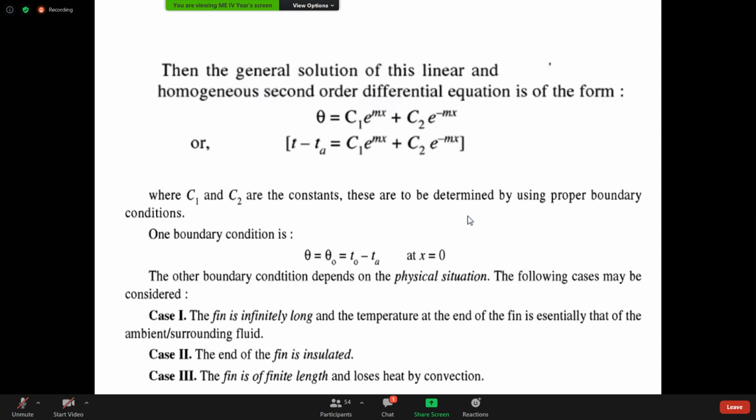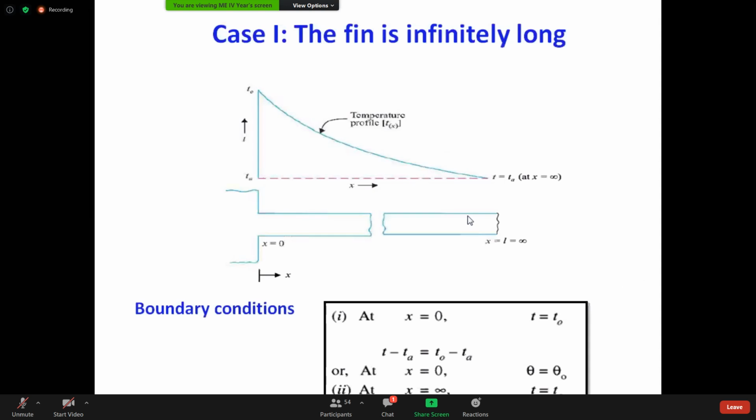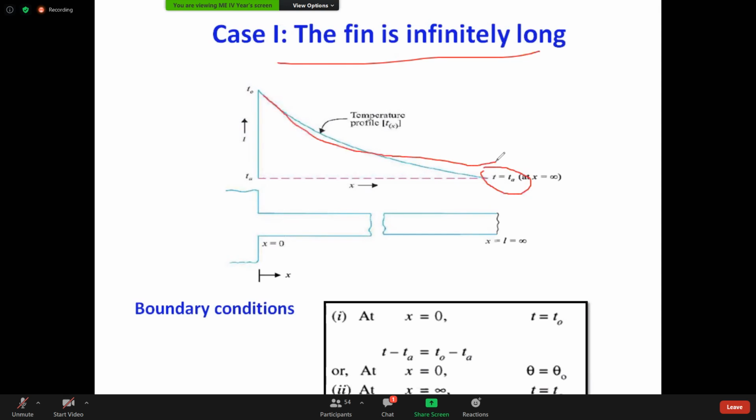So now let us see case one. Case one, the fin is infinitely long. That means this is the base temperature. See here, T naught is given, right? So here somewhere T is equal to T infinity. Infinitely long means the temperature profile is coming down like this, right? So this is the fin structure. This is the first case, right?